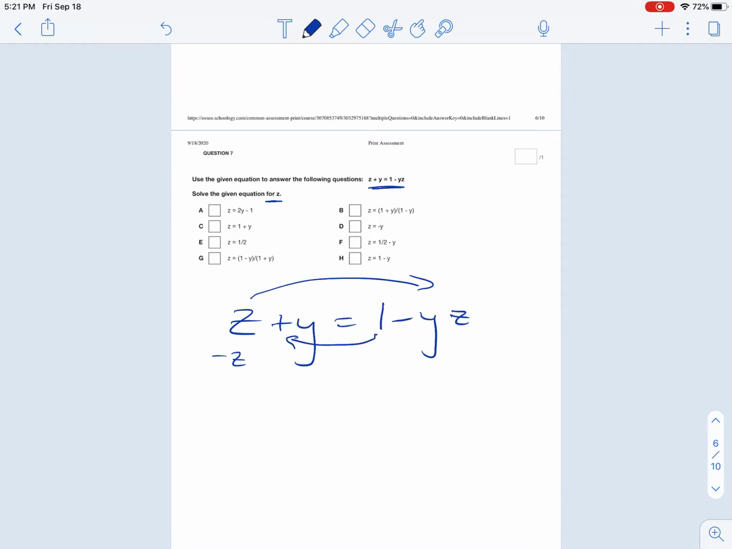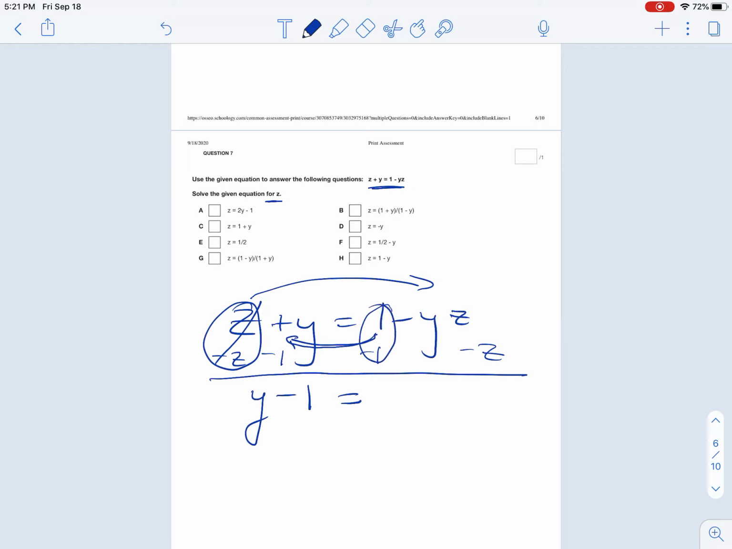So what I'm suggesting that we do is we subtract this. And by the way, in order to move this over here, this is a positive 1, so I'd have to subtract 1 and subtract 1. So this goes away, that's gone. And what I end up with over here is the y and a minus 1 equals, remember this went away, and I'm left with a negative y z minus z.